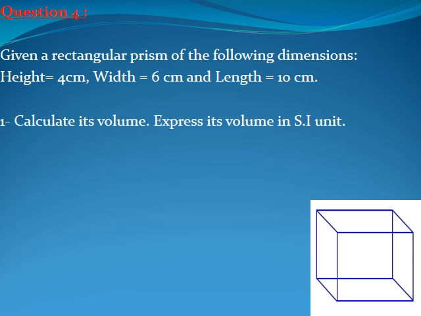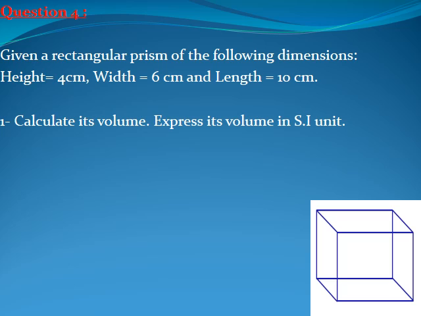Question number 4. Given a rectangular prism of the following dimensions, we have the height h equal 4 centimeter, the width equal 6 centimeter, and the length equal 10 centimeter. Calculate its volume, express its volume in SI unit. Let's start with Muhammad again.